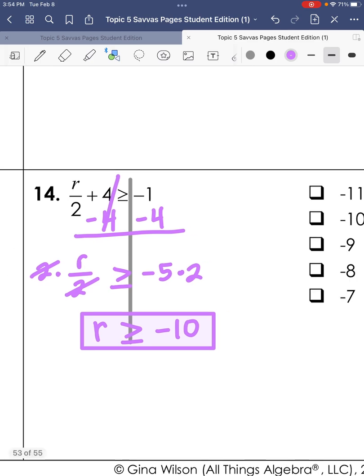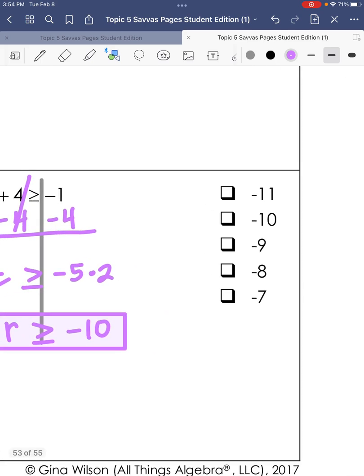So now we just need to check what are solutions here. Well, I know because there's an or equal to, negative 10 counts. Greater than, well, all the numbers that are closer to 0. So negative 9, negative 8, and negative 7 are all also solutions.